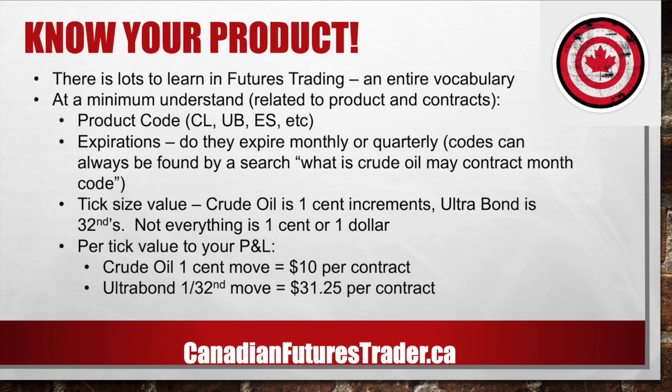Understand your product code. For crude oil, it's CL, Ultra Bond, UB, the E-mini S&P, ES, etc. Know those codes. Expirations: you have to understand how these contracts work and how they expire. Not only that, some contracts expire monthly, some contracts expire quarterly. Crude oil is monthly, Ultra Bond quarterly. So it's important to know that.